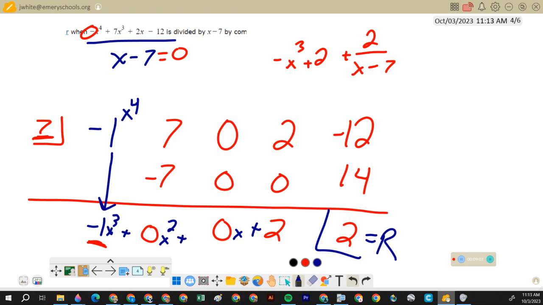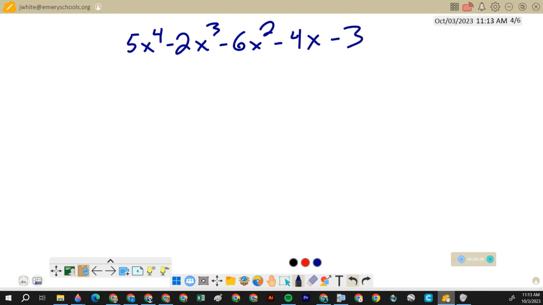Okay. Now that one had a whole bunch of zeros in it. Let's do another one. Yes, this doesn't always work. So, okay. Let's divide this by x minus 1.